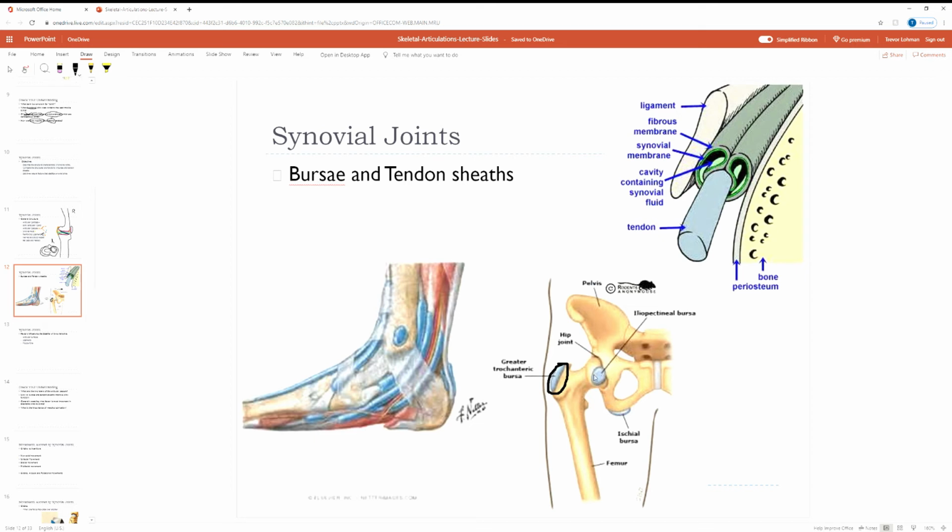You see one here, your iliopectineal bursa in front of your femoral head. You have an ischial bursa because you sit on your ischial tuberosity and you don't want that bone cutting into your glutes and your skin, right? So you need this kind of friction reducing cushion, and the bursa does that.